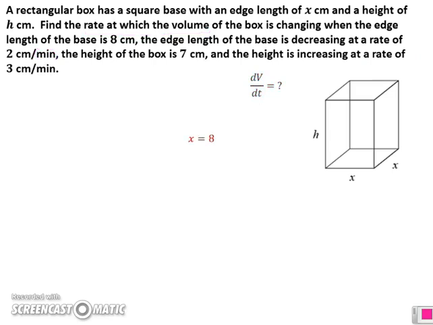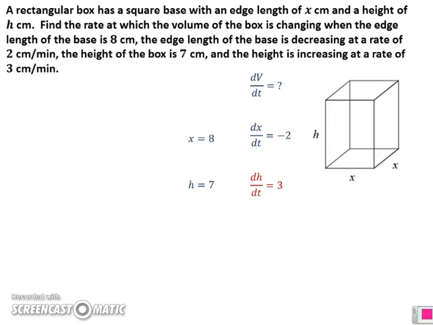They also gave us the x value. x is 8. They told us that the x value is getting smaller at a rate of 2. So that's -2, and that would be the derivative of x with respect to time. So when they give you a value, we state that, and when they tell you that value is moving, that's its derivative. The same thing goes for the height. They told us the height was 7, and they told us it was getting bigger at a rate of 3 centimeters per minute. So that's the derivative of the height with respect to time. So we have a lot of information here.